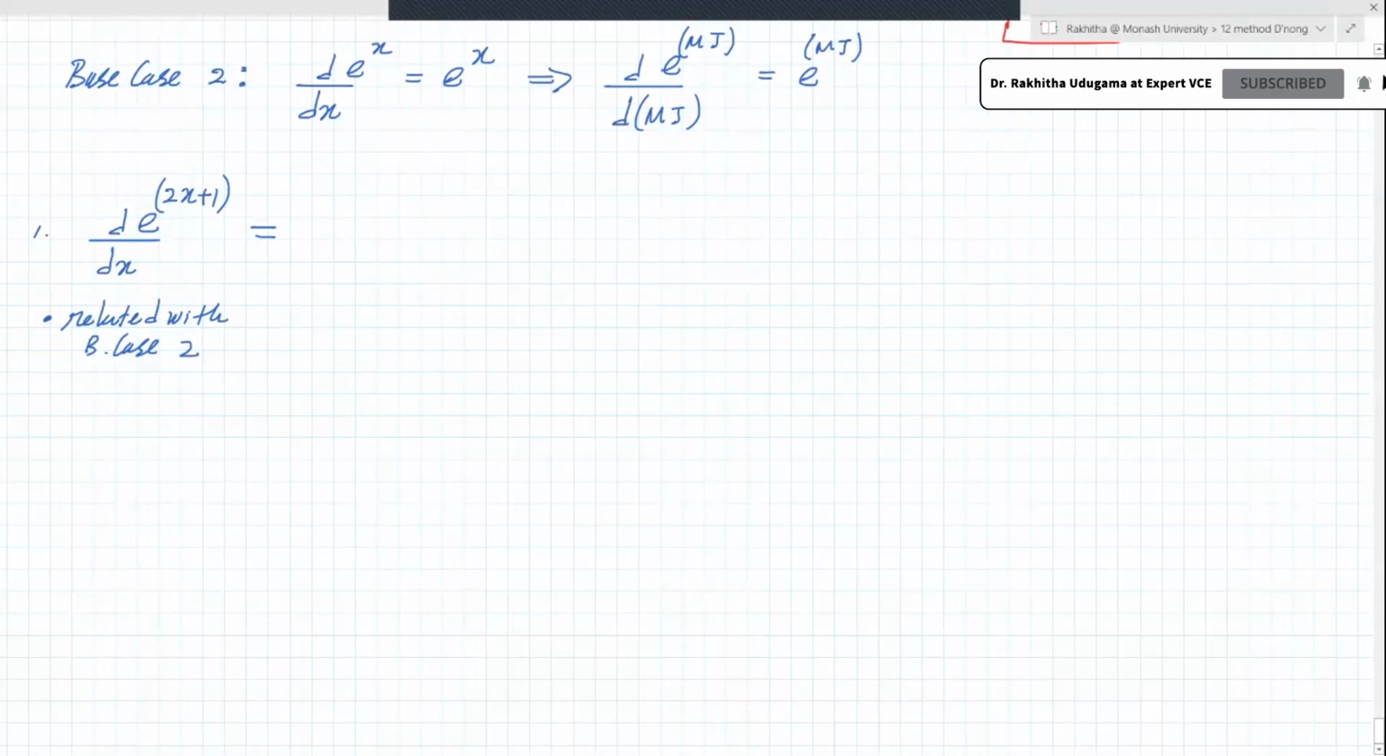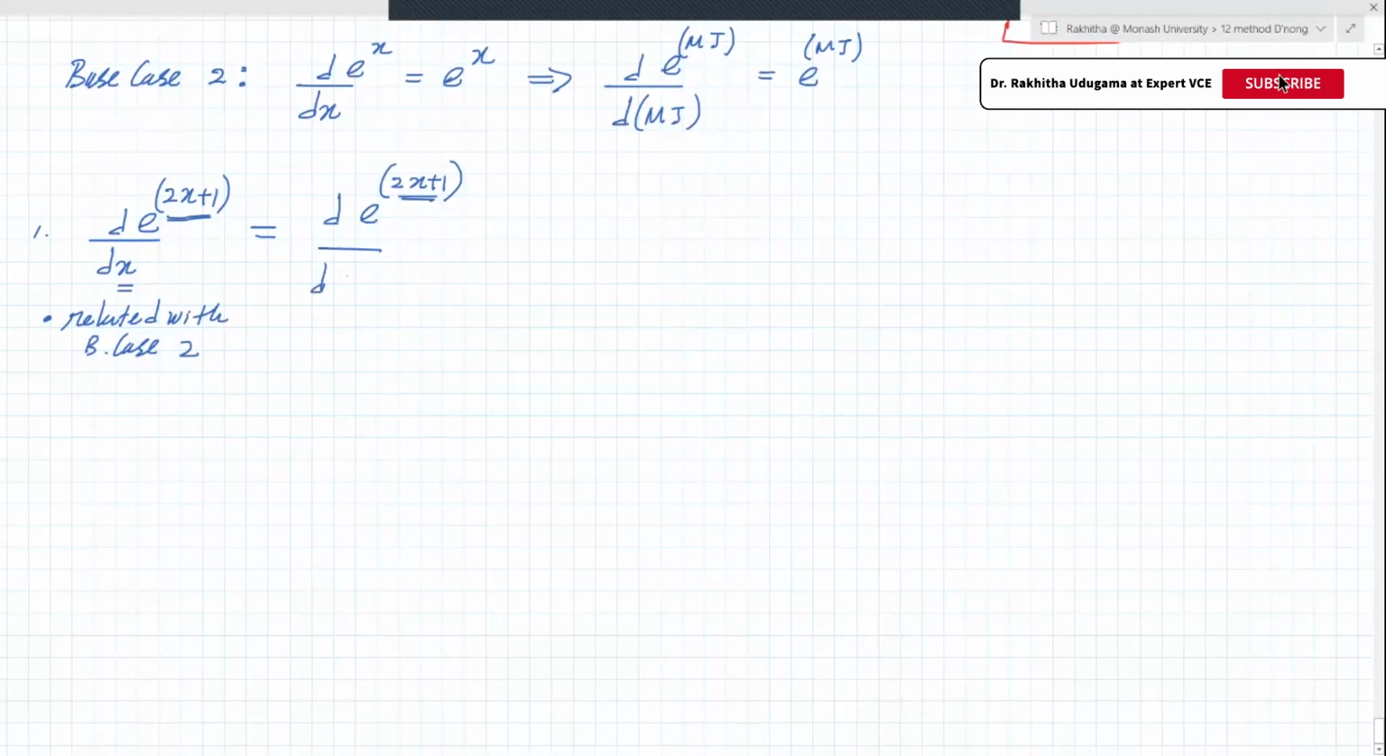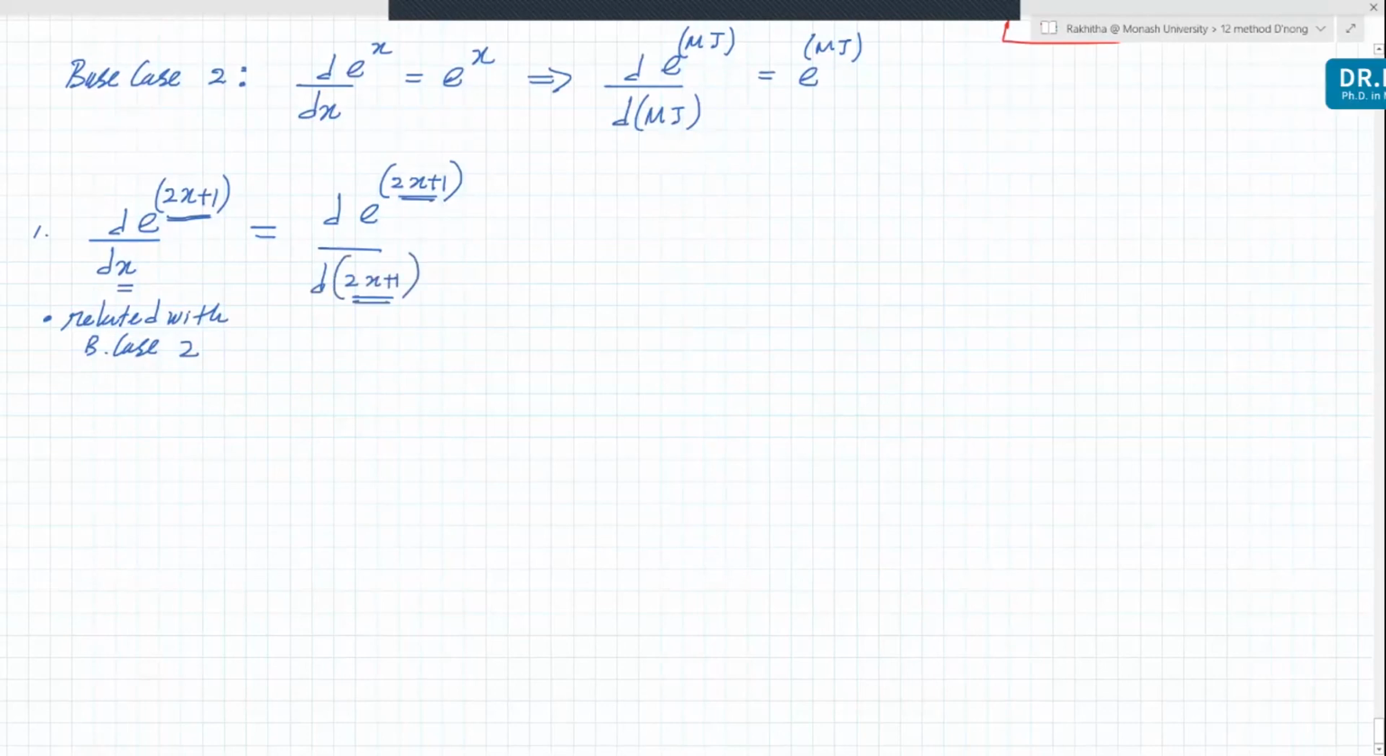Now this is your mj, right? So this is your mj, but you don't have mj here to use that rule. What do you do? You construct it. So look at this: d(2x plus 1). This is your mj. Then you will put your mj down, 2x plus 1. See? Now the criterion is satisfied. mj, mj, mj, mj. So now this is the construction. We will cancel the construction. See? That is the chain rule.